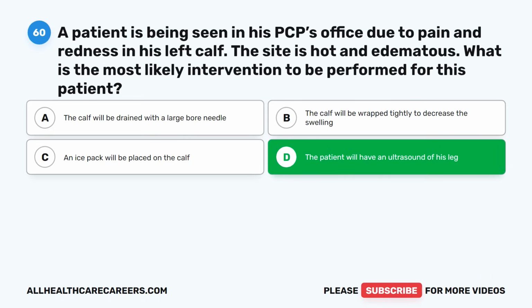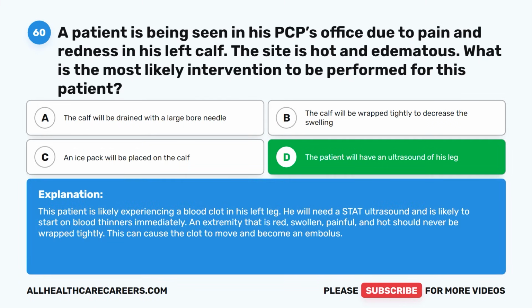The correct answer is D. The patient will have an ultrasound of his leg. This patient is likely experiencing a blood clot in his left leg. He will need a stat ultrasound and is likely to start on blood thinners immediately. An extremity that is red, swollen, painful, and hot should never be wrapped tightly. This can cause the clot to move and become an embolus.